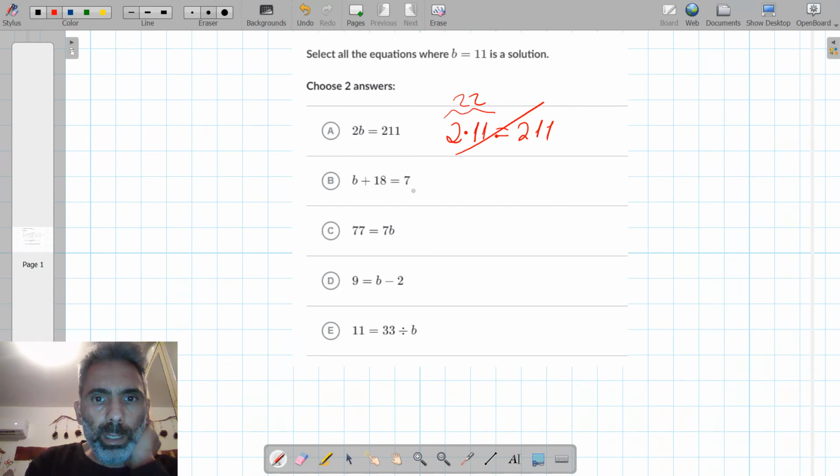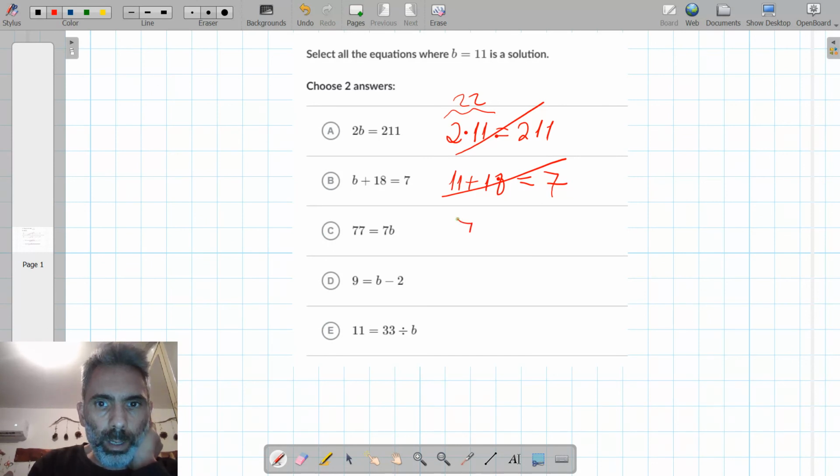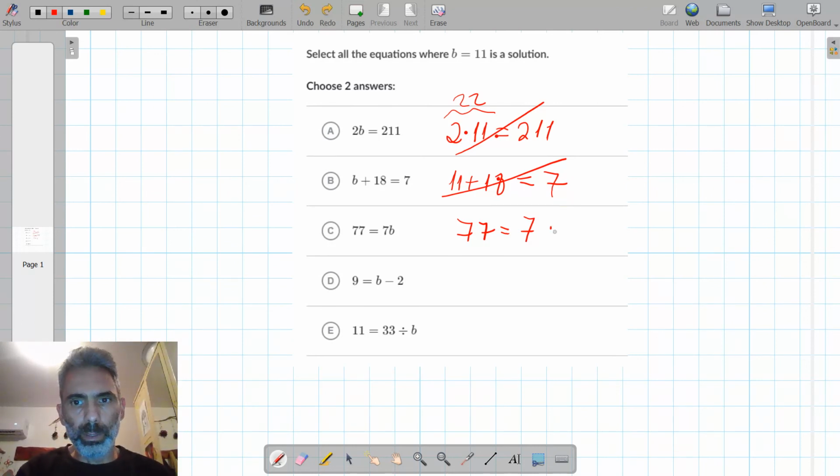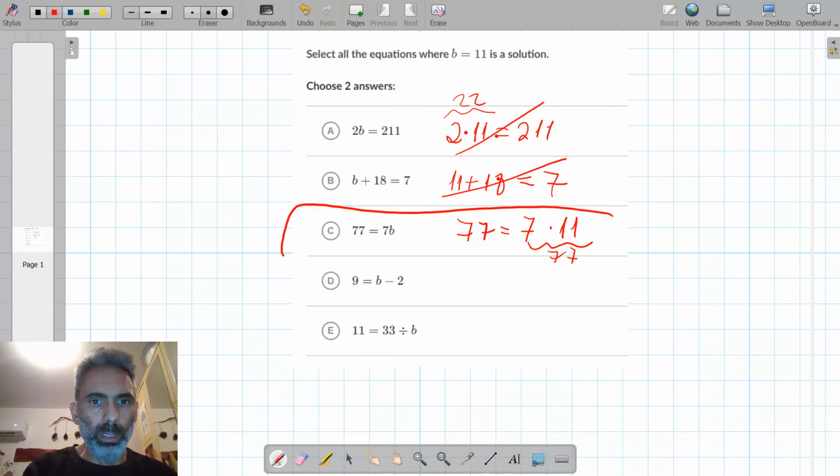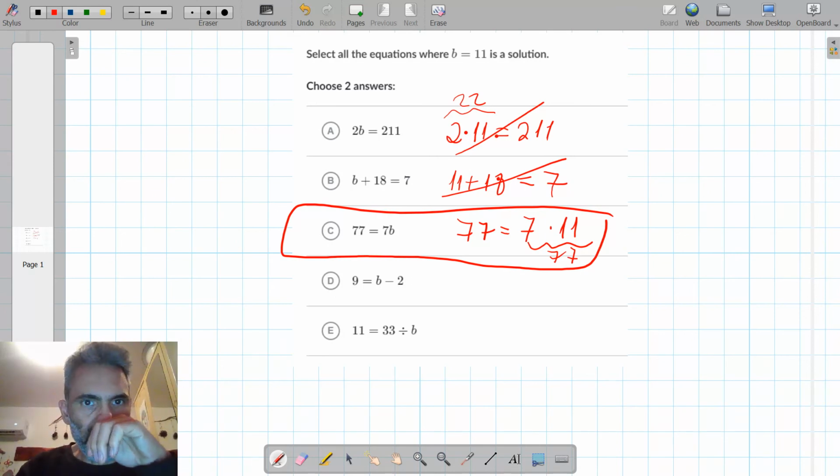b plus 18 equals 7. 11 plus 18 is not equal to 7. Well, this is not correct. 77 equals 7 times b, with b being 11. So this is correct. 7 times 11 is 77. It is indeed equal to 77.